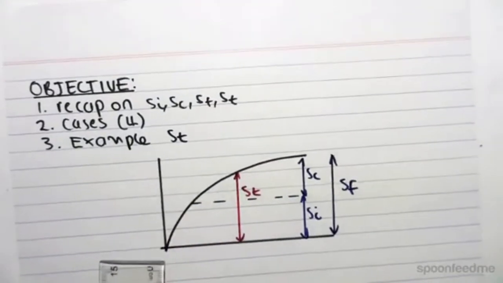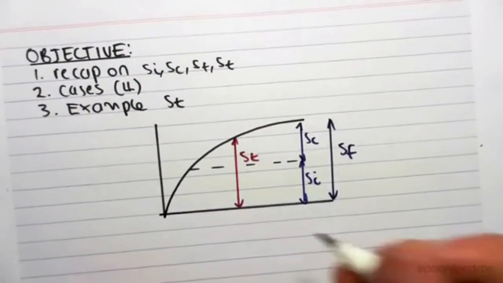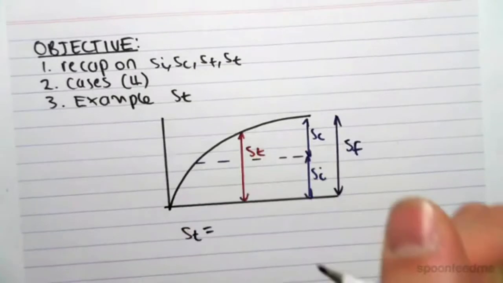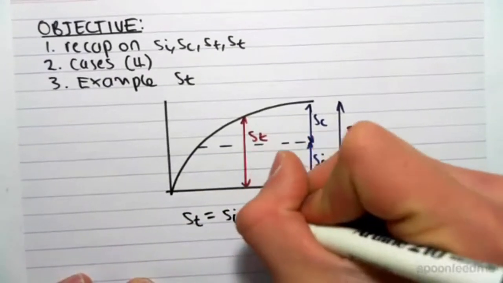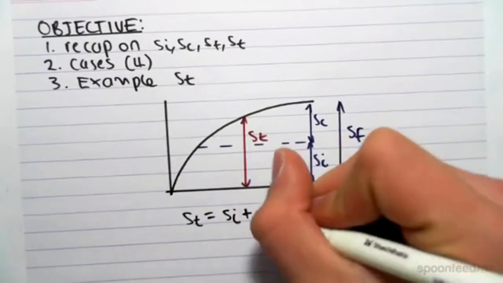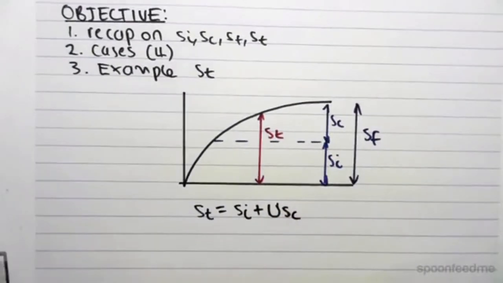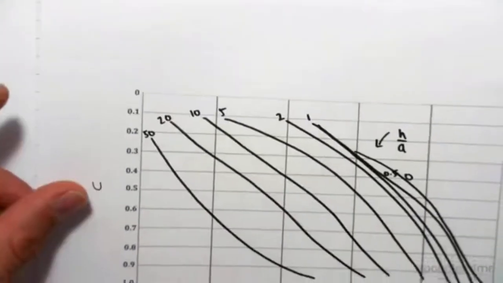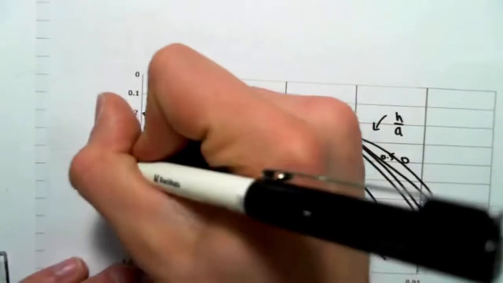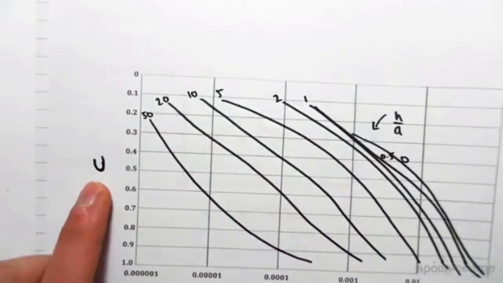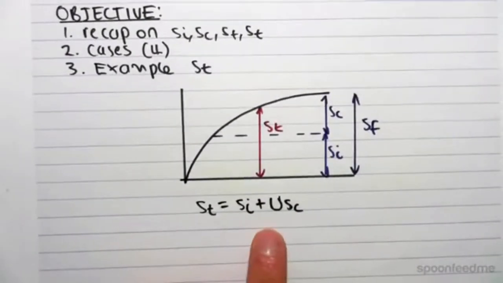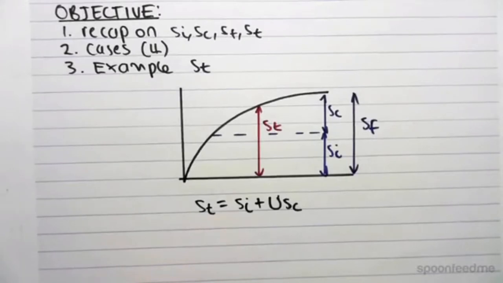And we said that S_t, the settlement at any time, is equal to the initial settlement plus U, the degree of consolidation, times the consolidation settlement. So what we're going to be doing in this video is using this graph, which I'm going to explain in a second, to find U, the degree of consolidation, which will help us find the settlement at any time.